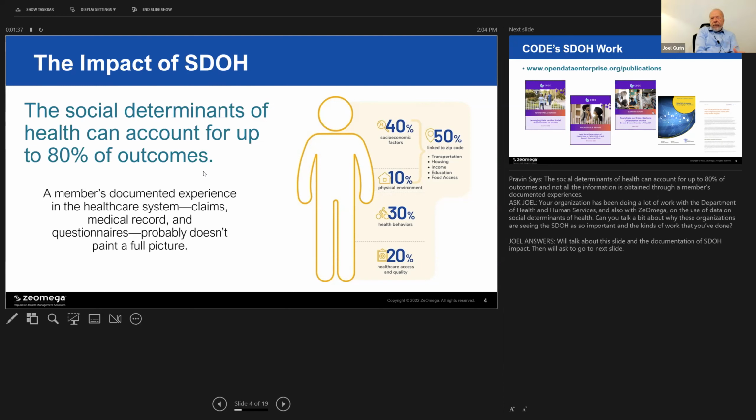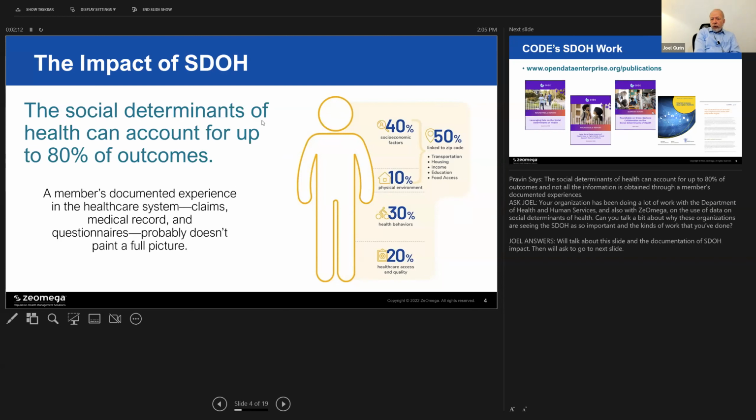Sure, I'd be happy to, Praveen. Let me just take a minute to talk about our organization and who we are. CODE stands for Center for Open Data Enterprise. We're a nonprofit based in Washington, D.C. that was founded in 2015 to maximize the value of open and shared data for the public good. So we're really very much about using public data and other kinds of widely available data to address public health issues, as well as many other kinds of issues also.